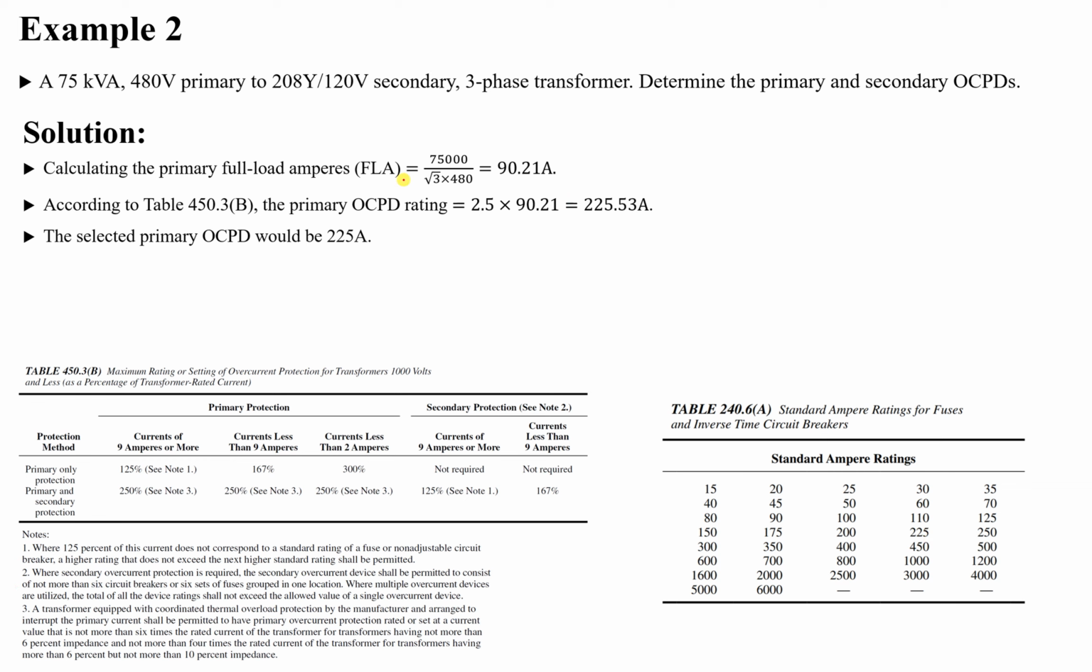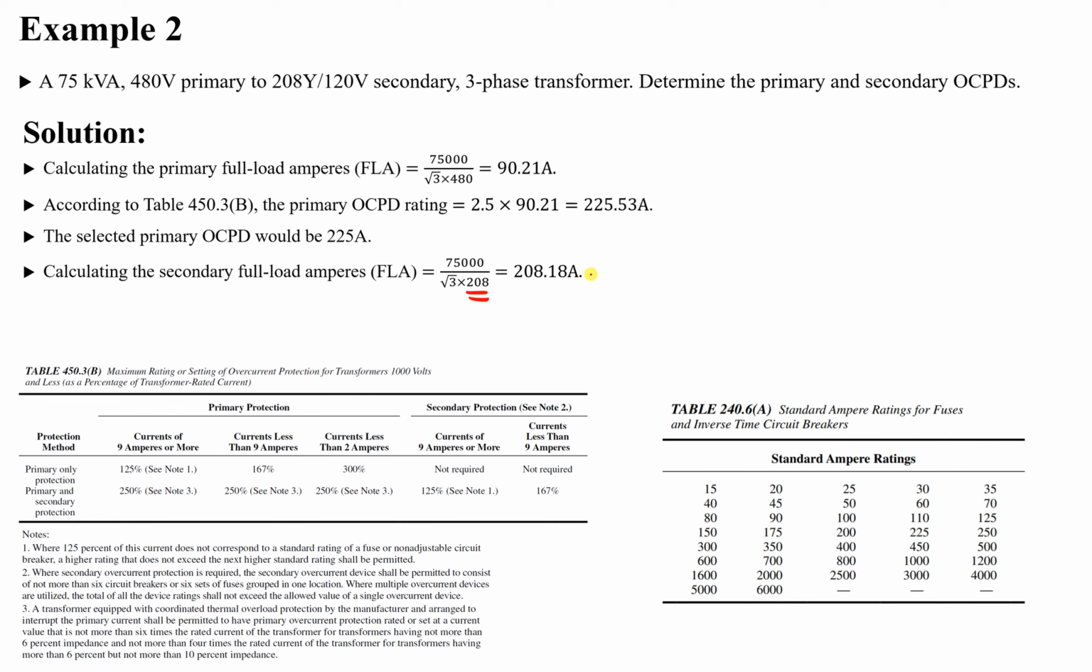We need the secondary full load ampere. So it will be 75 divided by root 3 multiplied by 208, like this. So this is the secondary full load ampere, the full load ampere of the secondary of the transformer. It will be 208. Great. Now which rule am I going to use? It says determine the primary and secondary overcurrent protection.